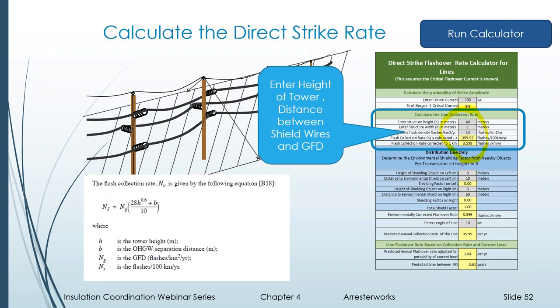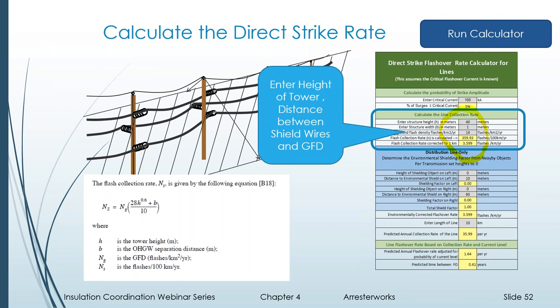40 meters and 1 meter wide, and if it was in a ground flash density area of 14, and again, it's independent of the probability of the current level, it's going to see 3.6 strokes every kilometer on that line, or 359 every 100 kilometers.